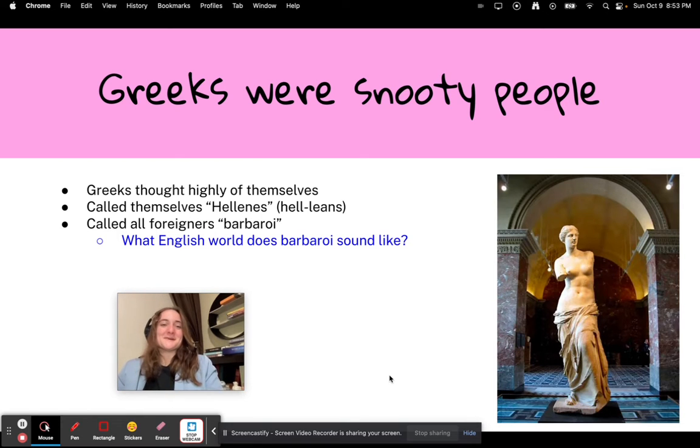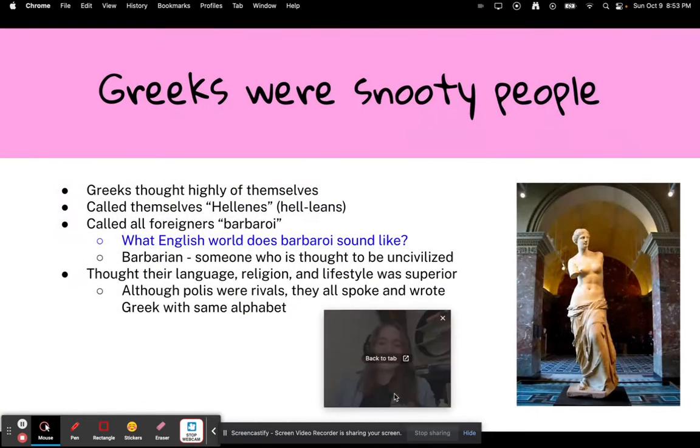barbaroi. So, what English word does barbaroi sound like? Yeah, it sounds like barbarian, or someone who was thought to be uncivilized. So that's actually where the word barbarian comes from. They thought their language, religion, and lifestyle was superior. The Greeks literally thought they were superior in every single way. Although different poli were rivals, they all spoke and wrote the same Greek alphabet in the Greek language.